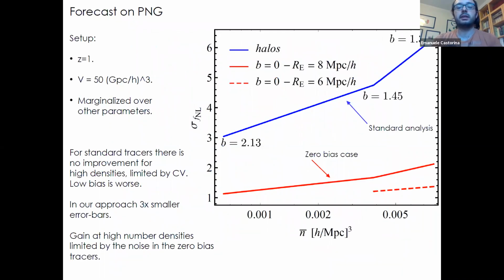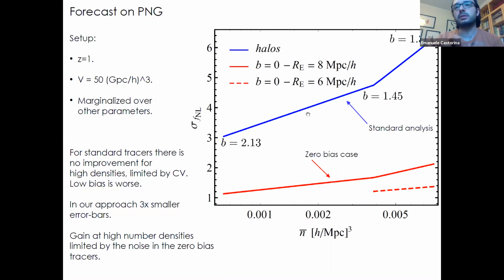So this is my last slide. We then decided to run this through a simple Fisher forecast. We took some numbers which are in the ballpark of what the DESI sample could look like: redshift about 1 and total volume around 50 gigaparsec cubed. This was a bit optimistic maybe. We marginalized over a bunch of other parameters, and that's what we find. This is the error on FNL as a function of the number density, and DESI is sitting around here.